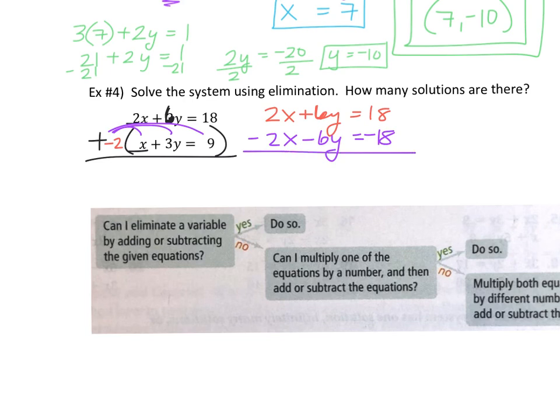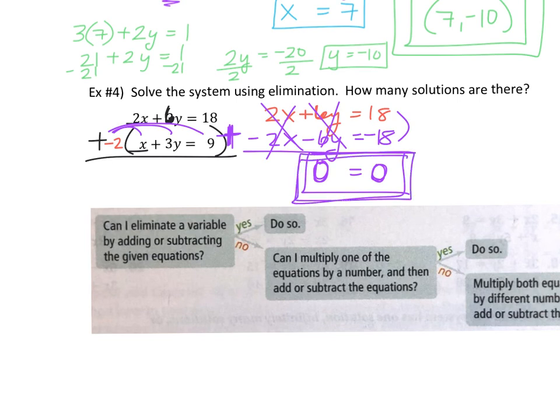Notice what happens if I add these together. Remember we're adding all of it. So 2x plus a negative 2x, that's 0. 6y plus a negative 6y, that's 0. So I have 0 on the left. On the right, 18 plus a negative 18 is 0. So we get 0 equals 0. Where have you seen that before? You saw that in substitution, right? Where 0 equals 0. So this would be infinitely many solutions.